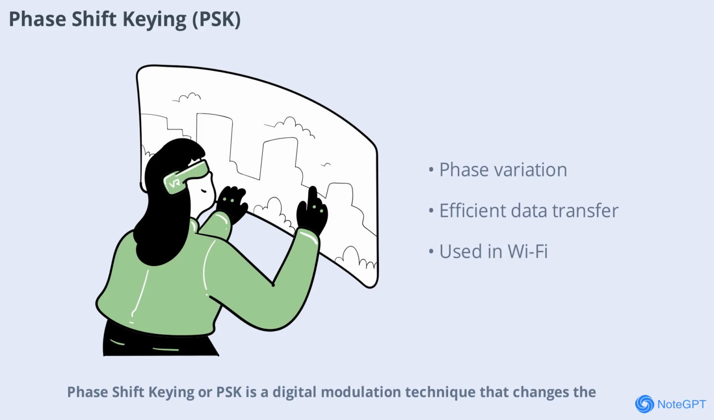Phase shift keying, or PSK, is a digital modulation technique that changes the phase of the carrier signal to represent data.